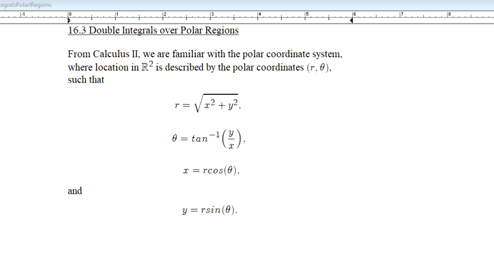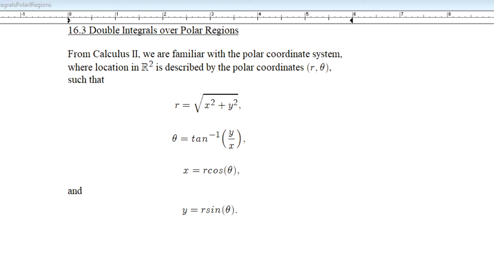Hey there, Calc 3 folks, back here with another lecture in our study of multiple integration, where this time around I want to introduce you to the idea of double integrals over polar regions.